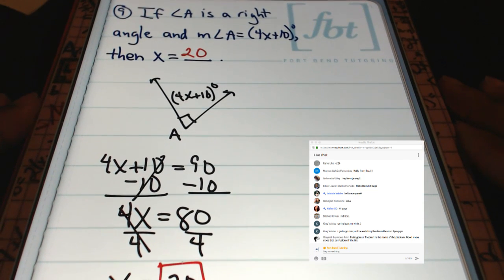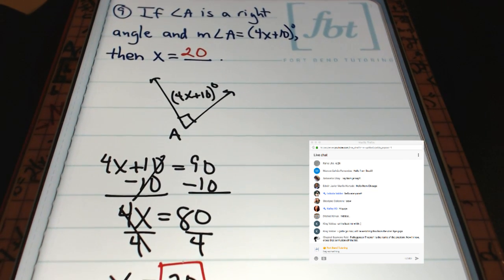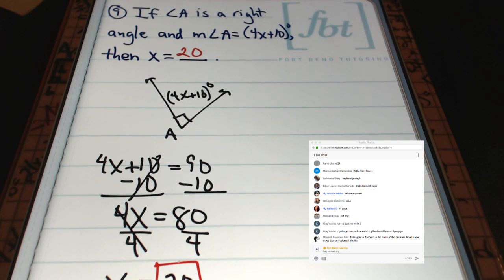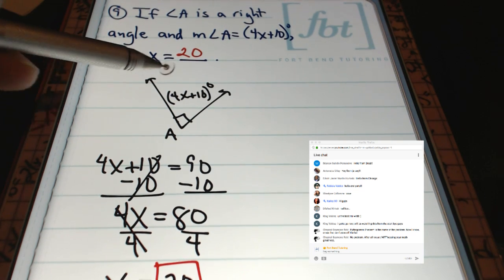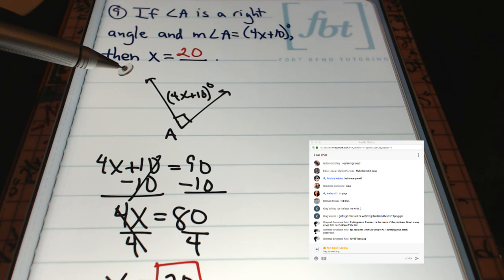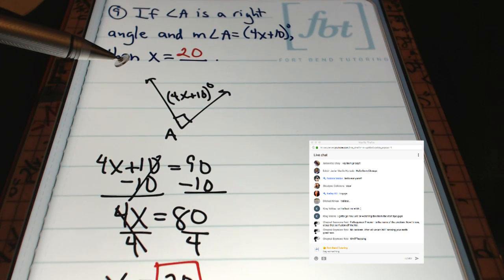That's right. So let's just look at a little recap of the problem. It said that if angle A is a right angle and the measurement of A is the quantity 4x plus 10 degrees, then x equals what? We said that x has to be equal to 20. And notice, guys, that we once again did not start off with a diagram. I drew this diagram to feed myself with more information.